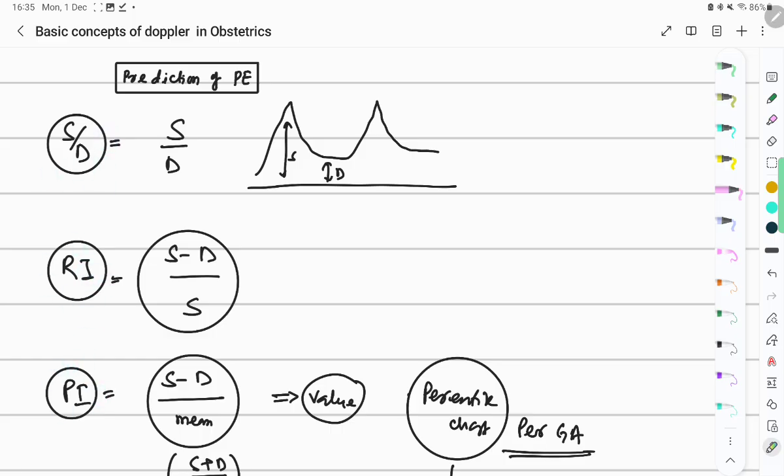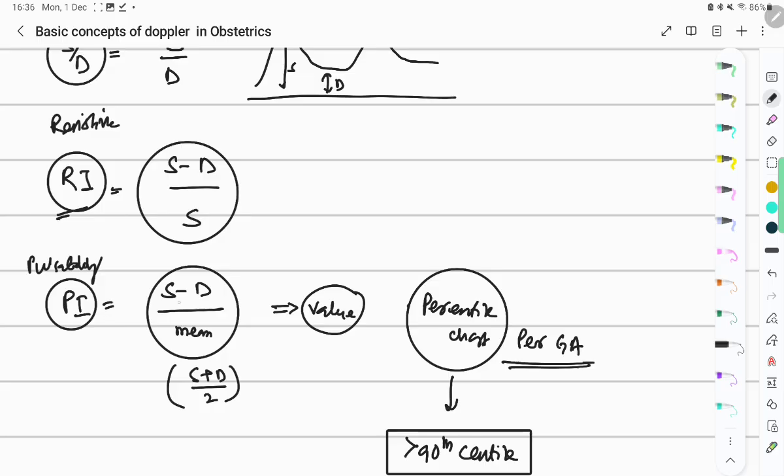What is SD? SD means systole by diastole. This is the systole, this is the diastole. So systole by diastole is the SD ratio. RI is the resistive index, and PI is the pulsatility index. The resistive index is S minus D, systole minus diastole, by systole, and the pulsatility index is systole minus diastole by mean, where mean is S plus D by 2. So this is the pulsatility index.